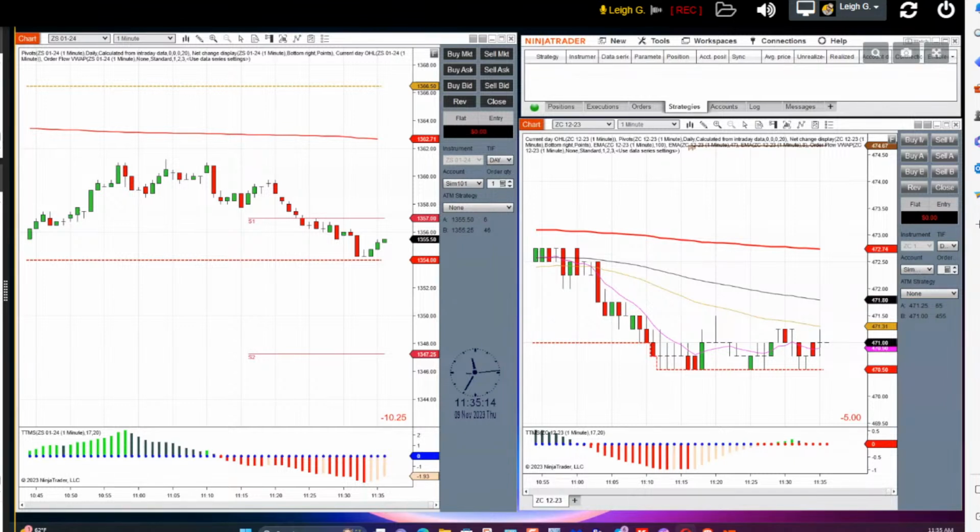So for instance, if we're looking at soybeans and soybeans looks like it's moving early for some reason, I can hop over to our corn trade and trade that. So those are the two instruments we'll be trading.